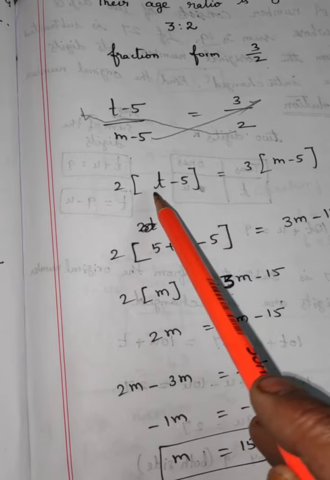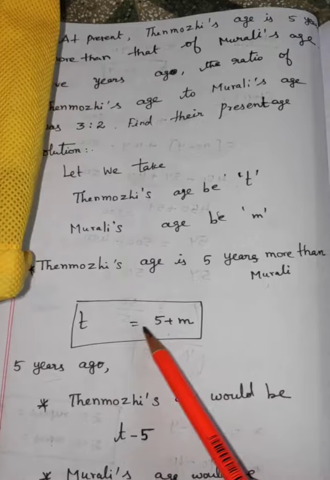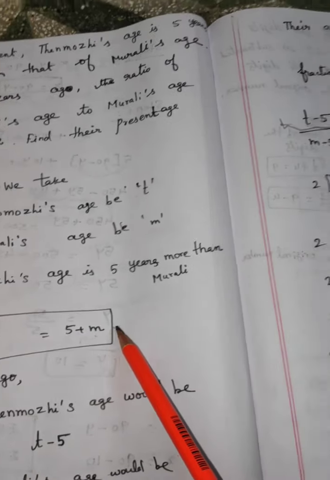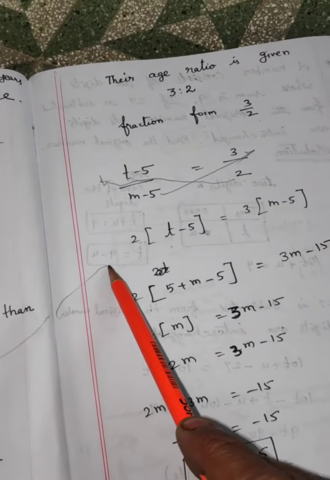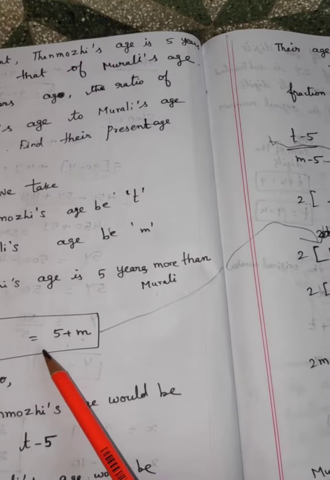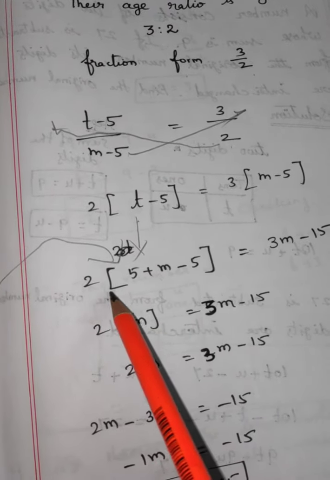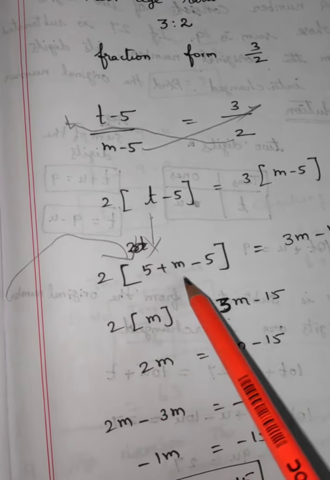Now, Tenmoli's age: T equals 5 plus M. This 5 plus M you want to substitute here, in place of T. So substitute T equal to 5 plus M into 2 times the bracket, T value equal to 5 plus M.